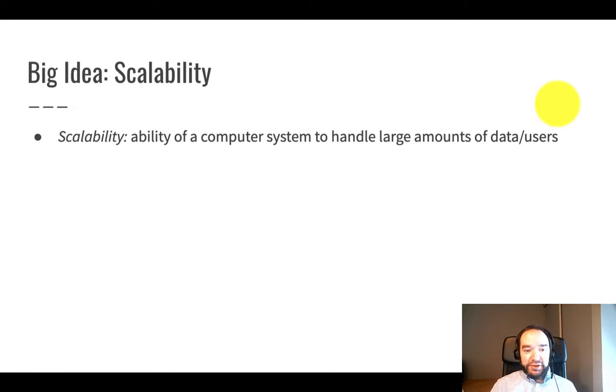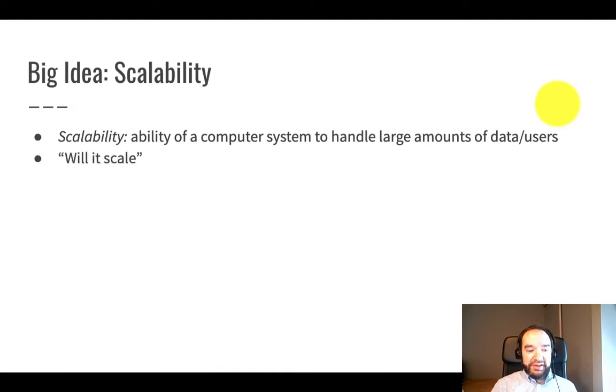It's easy for a computer program to deal with just a handful of inputs, 5 or 6 things, but when we get to thousands or millions or billions of data points or users, that's when things may not scale up and the computer system might get too slow to be of any practical use.